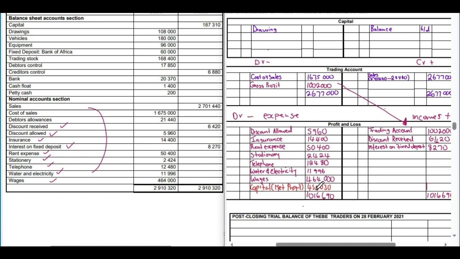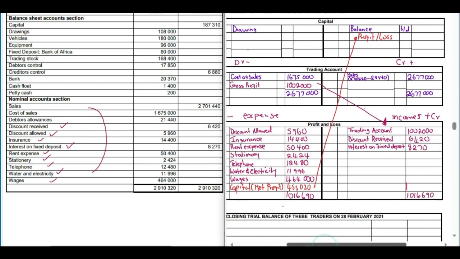And then immediately, guys, as we have completed our profit and loss account, we found that the net profit is 455,030. We are going to take it and record it to our capital account, as profit or loss.